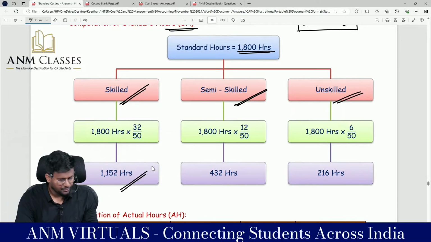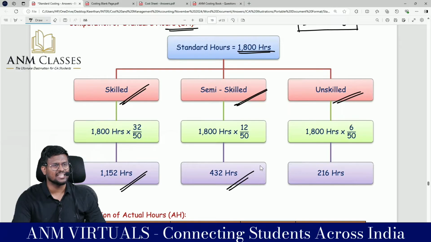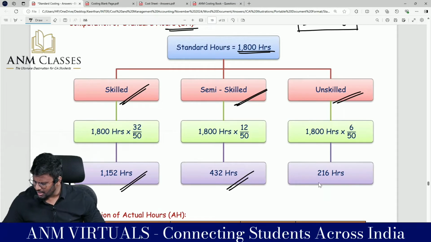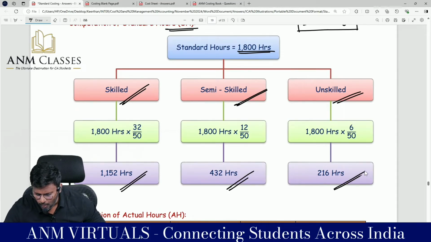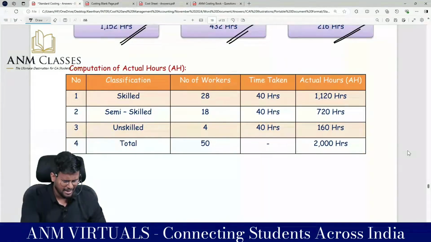Shall we proceed? Yes sir. Next one, sir, 1800 into 12 divided by 50 comes to 432 hours is the standard hours for the balance. Sir, 1800 into 6 divided by 50 comes to 216 is the standard hours for. Shall I proceed further? Yes, sir. Now very easy man. Actual hours.